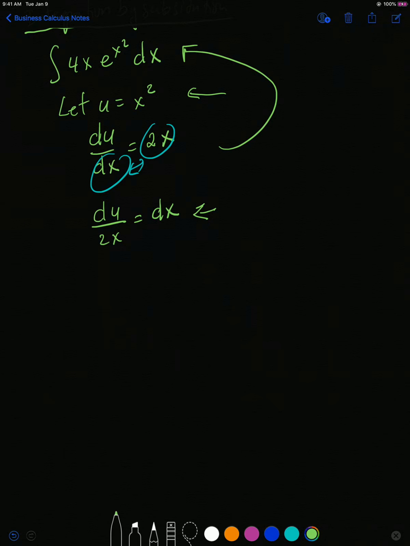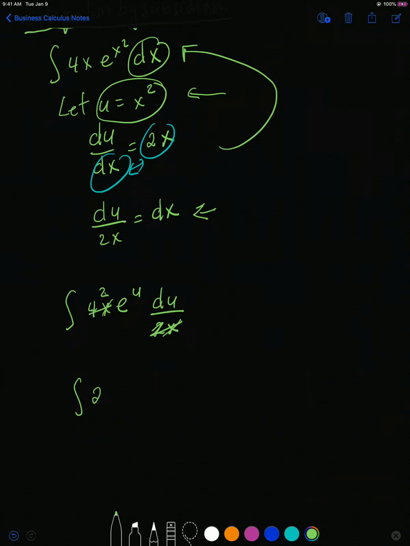So in making the substitution, I will have the antiderivative of 4x e, I am substituting, so I will have the u, and then I am substituting, I will have du divided by 2x. I simplify: 2x goes into 4x twice, because the x's cancel, and then 2 goes into 4 2 times. So this is simply 2 times e to the u du.